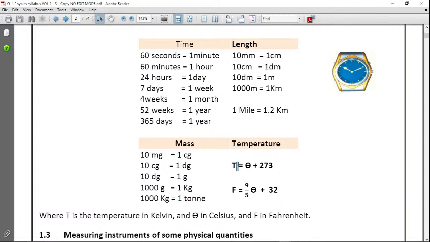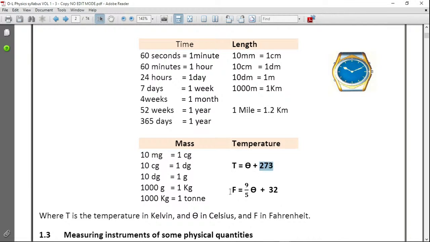Then to convert temperature from degrees Celsius to Kelvin, we use the formula: temperature in Kelvin, this is T, is equal to temperature in degrees Celsius, that is theta, plus 273. And we can do transposition with this formula to get the temperature in degrees Celsius. So the temperature in degrees Celsius is equal to temperature in Kelvin minus 273.